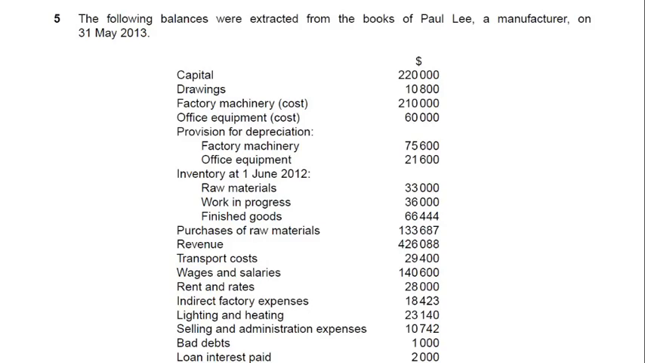This is a question from past exam papers for the year 2013 and it is variant 21. The name of the owner in this question is Paul Lee. Let me read the question for you first. The following balances were extracted from the books of Paul Lee, a manufacturer, on 31st May 2013.